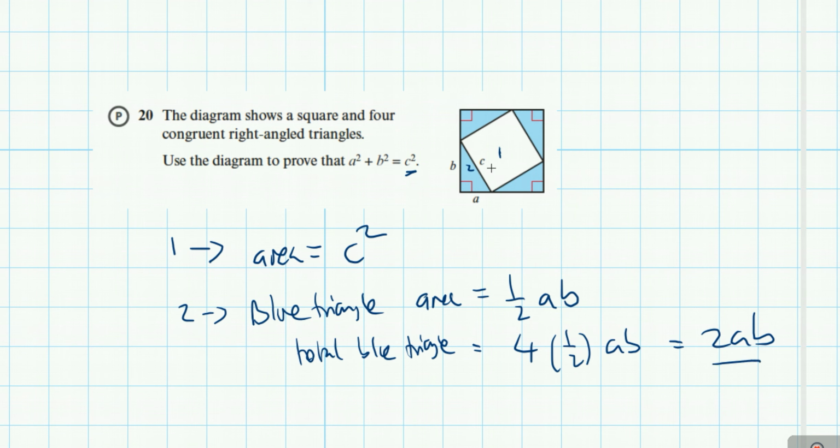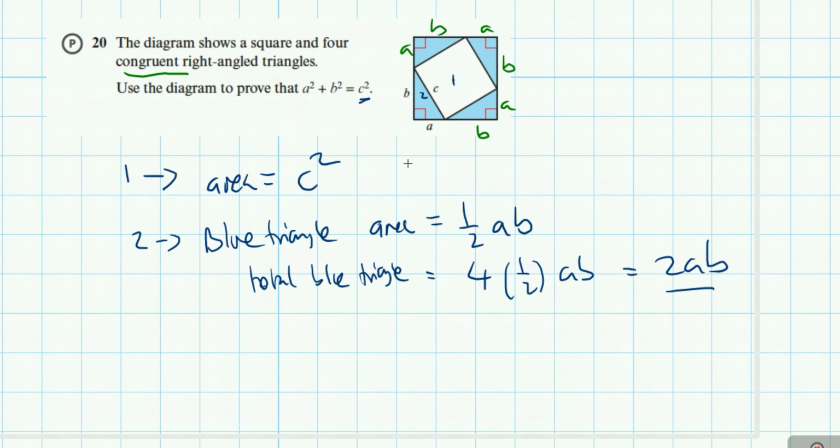Another thing that we could know is that this side is B, this side is A, this side is B, this side is A, this side is B, this side is A. And we know that because it says there's congruent right angle triangles, so it means they're the same. So therefore, we know that this side is going to be A plus B.